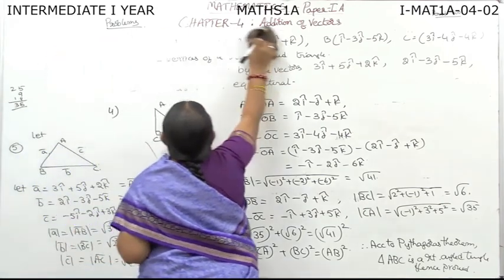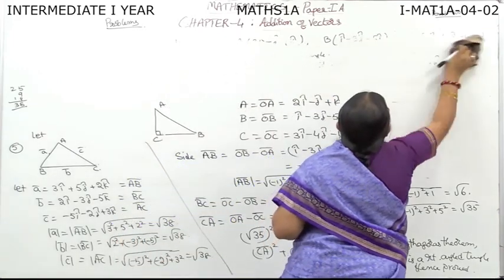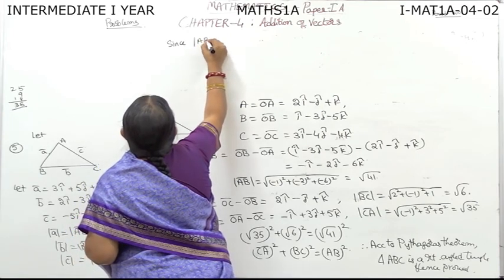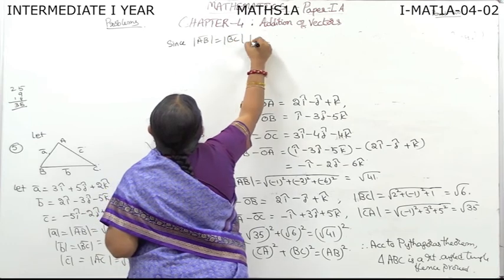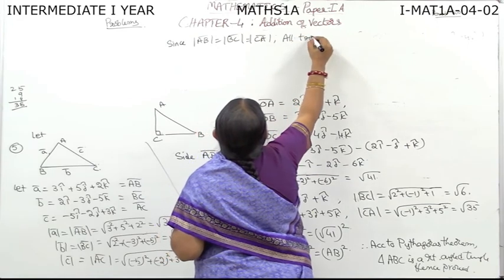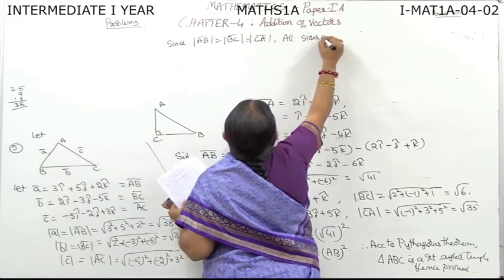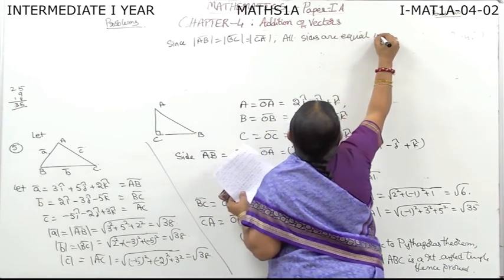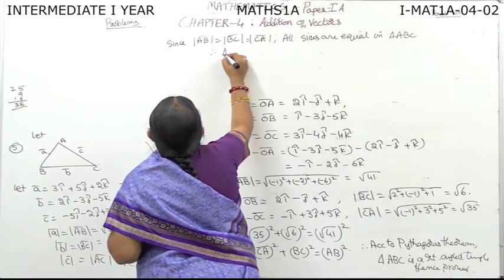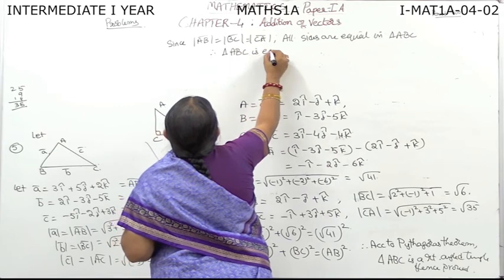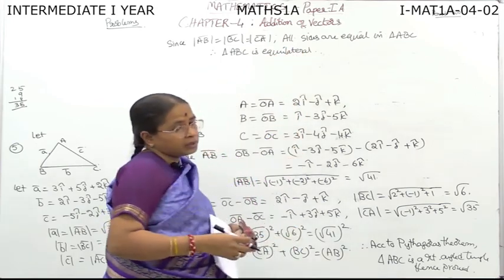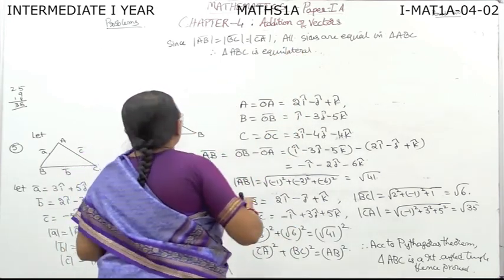Therefore, since mod AB is equal to mod BC is equal to mod CA, all sides are equal in triangle ABC. Therefore, the triangle ABC is equilateral. So that is the conclusion. So the three given sides form an equilateral triangle.